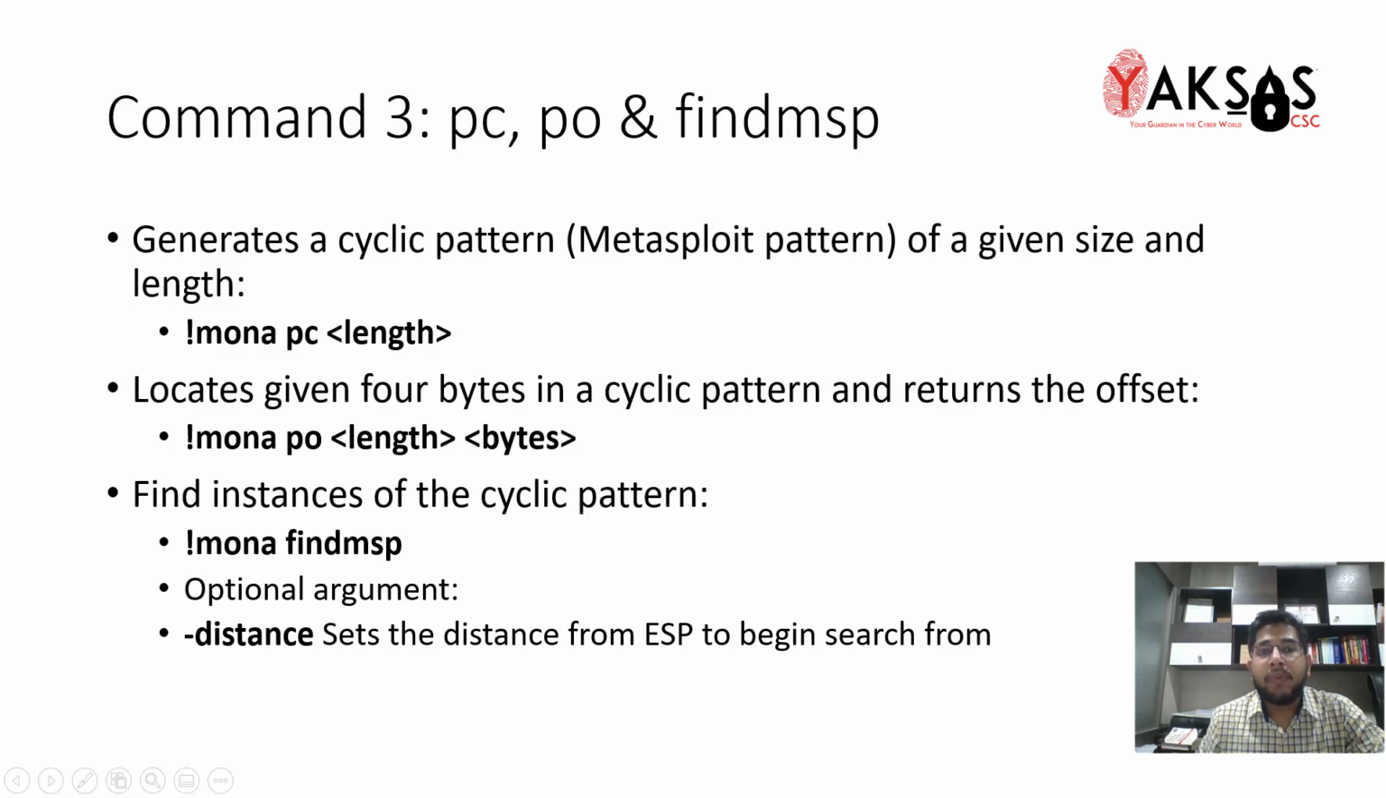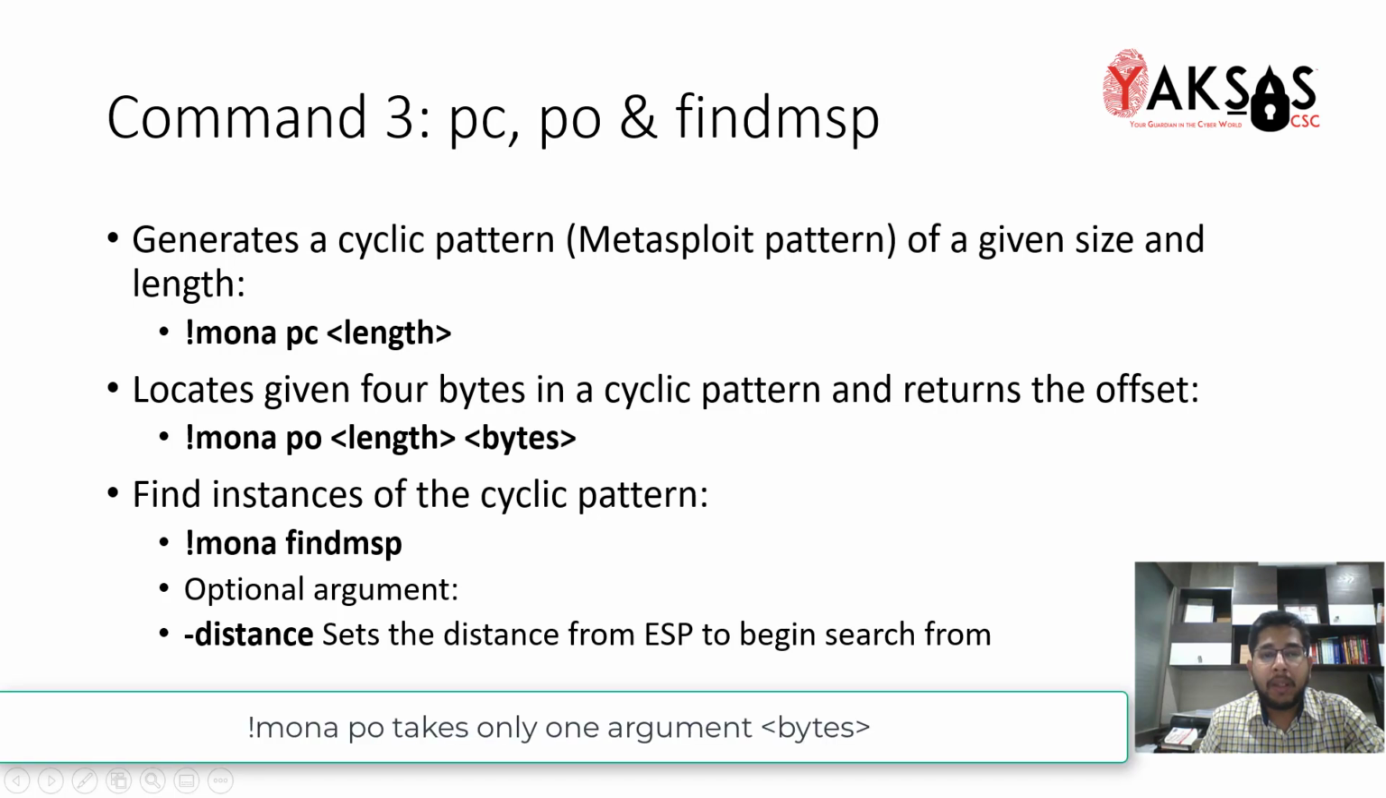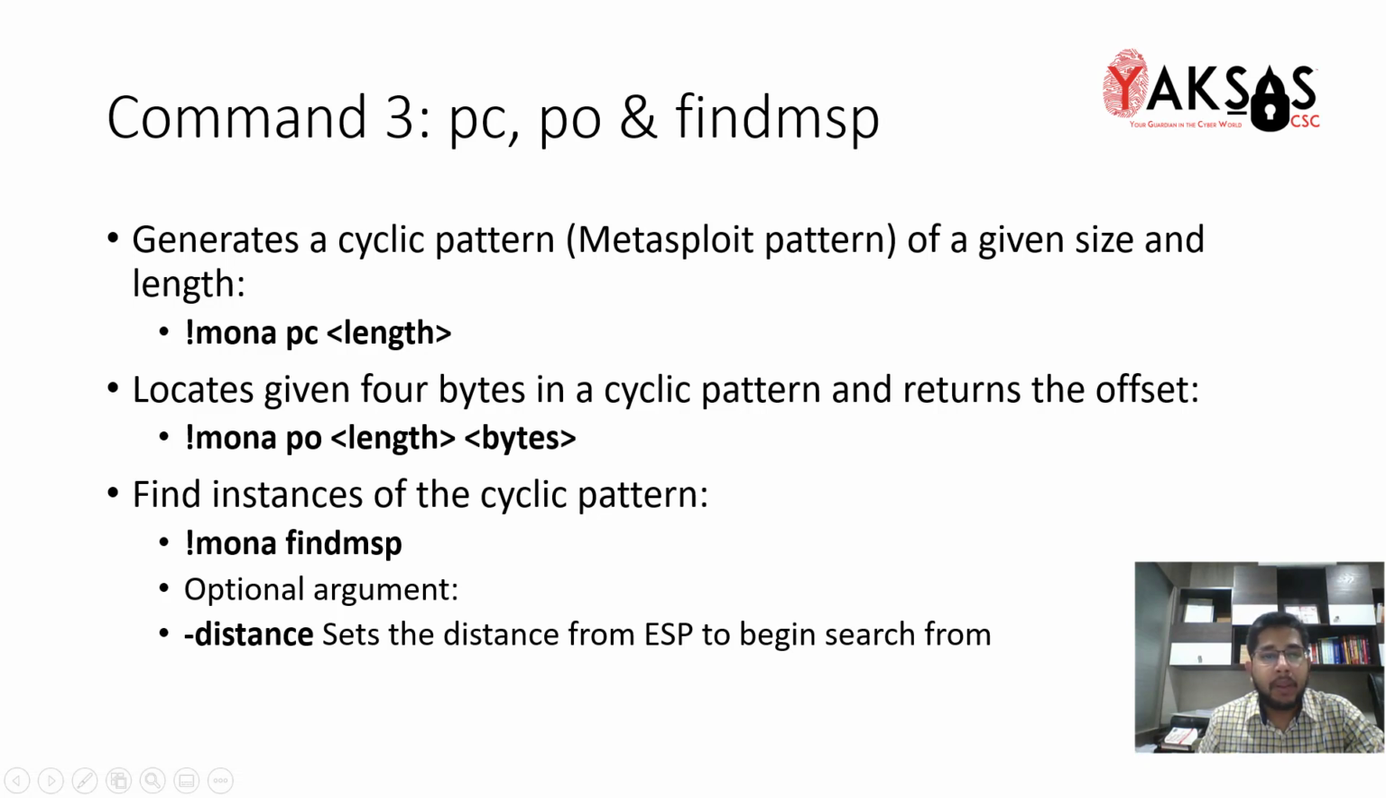Then if you want to find the offset of the pattern, you can use the Mona.py command, and it takes two arguments, which is the length and the bytes with which the EIP is overwritten. And finally, if you want to find all instances of the cyclic pattern in memory, you can simply use the Mona find msp command. And if you want to set the distance from ESP to begin the search from, you can set it using the distance flag.